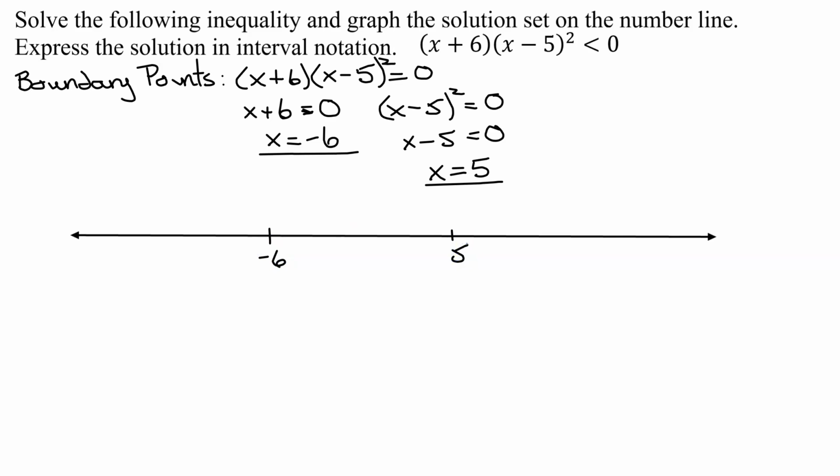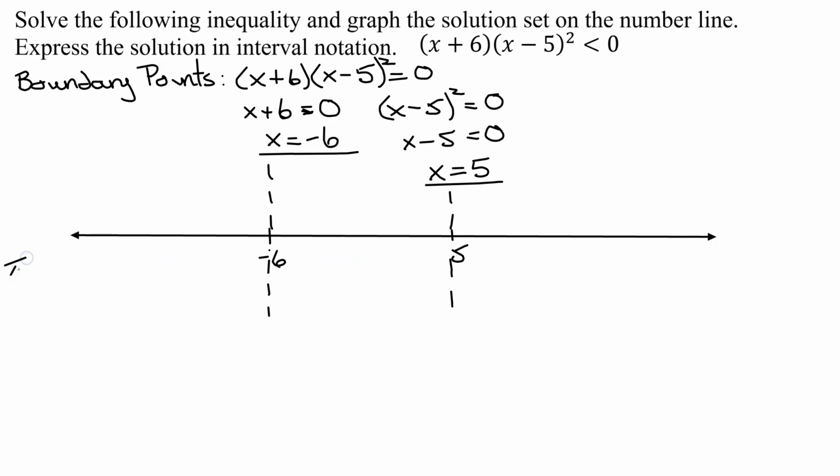And those two boundary points divide the number line into 3 regions. So let me just put dotted lines to represent my regions. I have the region that is less than negative 6. I have the region between negative 6 and 5, and then the region between 5 and positive infinity. As these two boundary points are the only places where this inequality can change from true to false or false to true, all I have to do is test one point in each region.